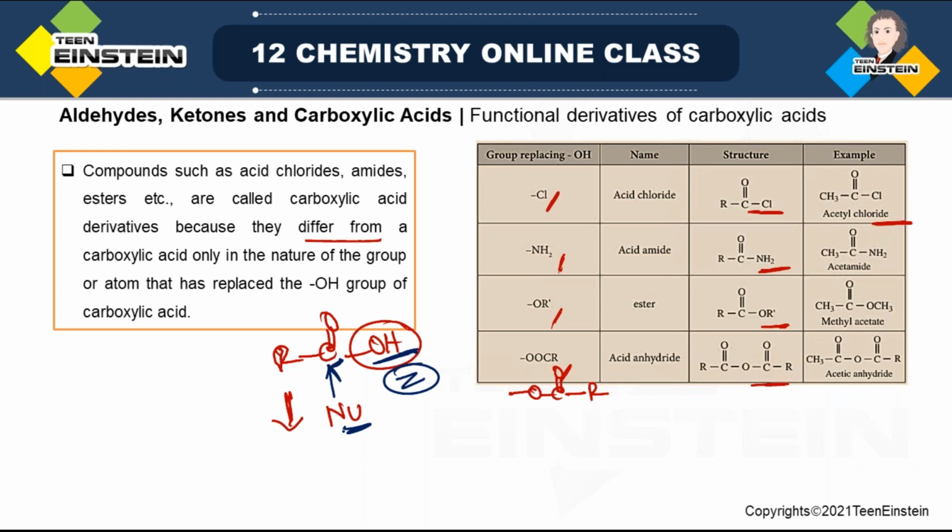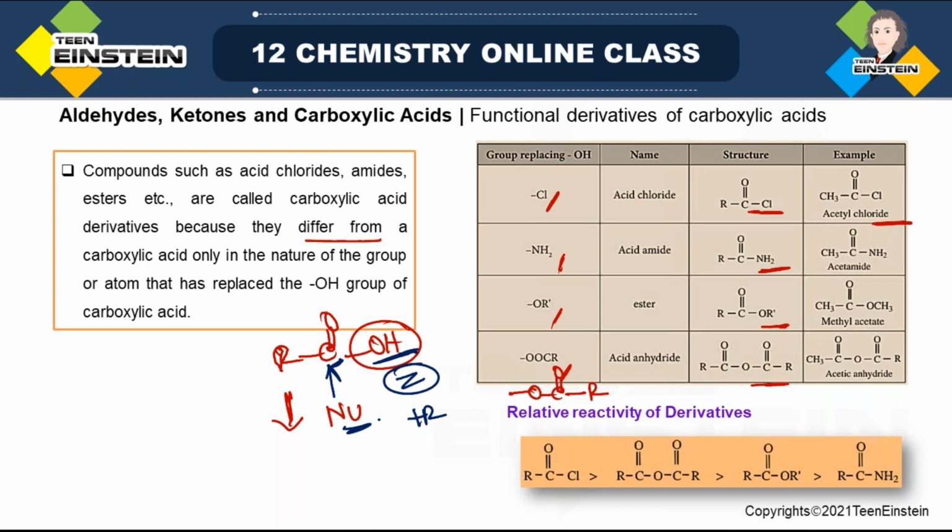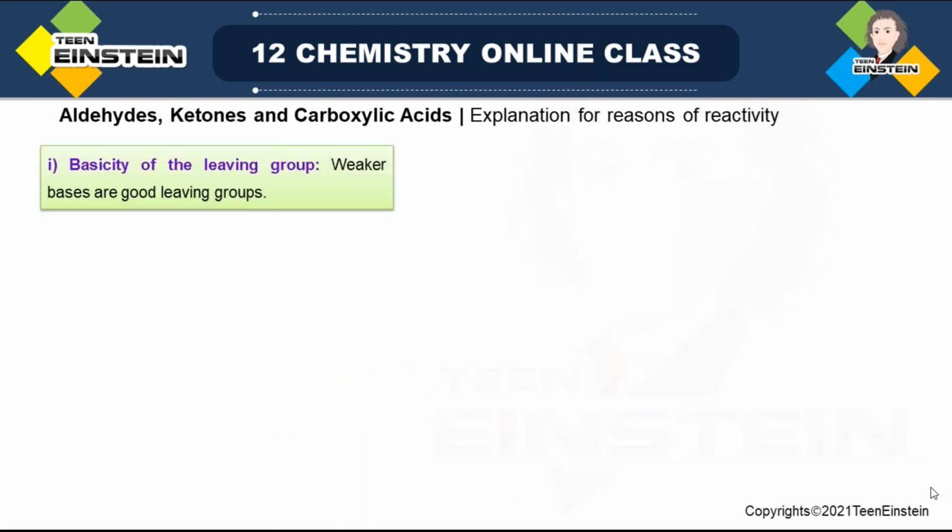But if Z is very donating in nature, suppose it shows a class R effect because of some lone pair, then the electropositive character of carbon will be highly reduced. The nucleophile will not try to attack, so reactivity will be less. So depending on the nature of Z, electron withdrawing or donating, reactivity will change. This is the relative reactivity of the derivatives. Maximum is acid chloride, then anhydride, ester, and then amide. But we will also see what the actual reasons behind it are.